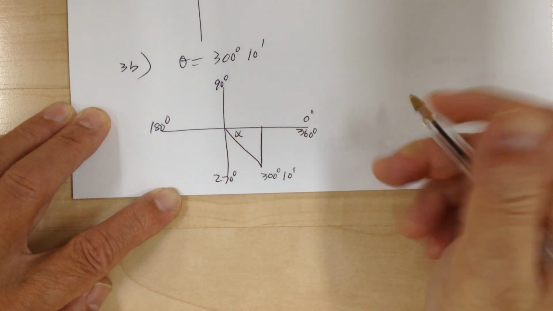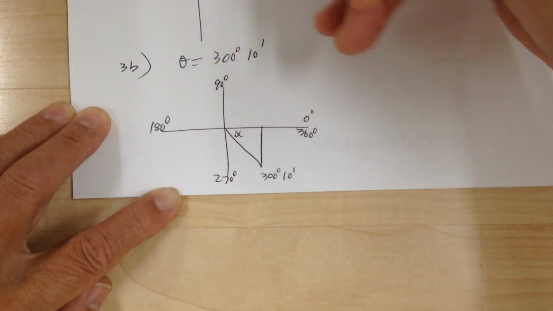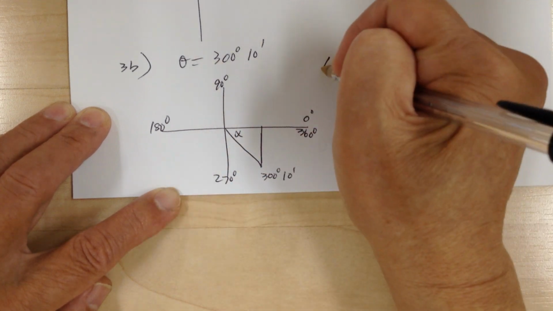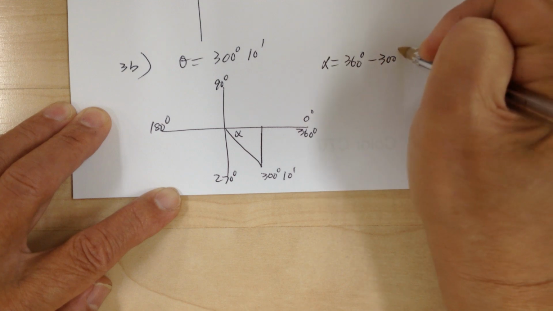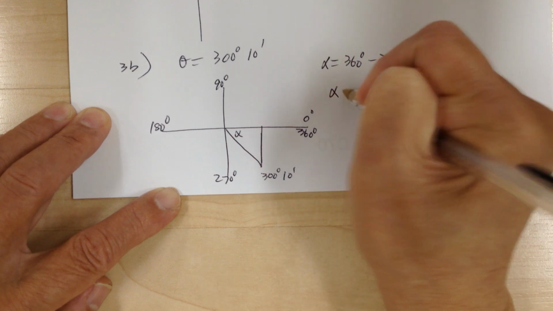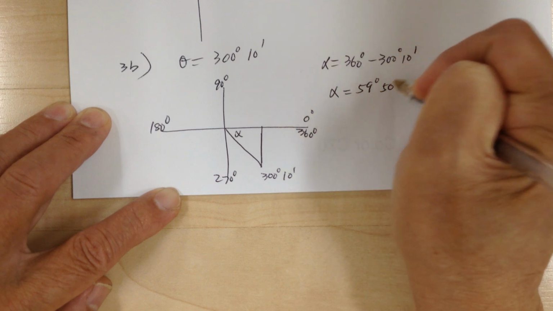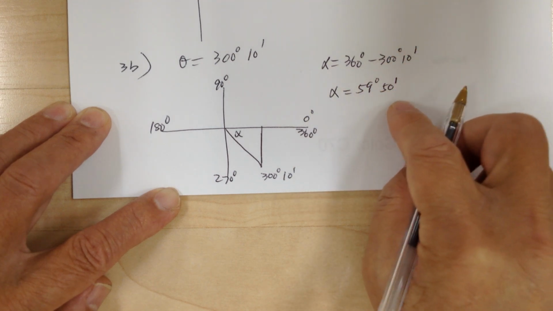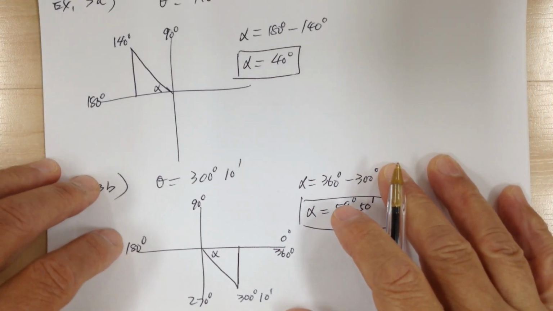Here's your alpha, right? So to find alpha, you have to use big number minus small number, or the end minus the beginning, right? So alpha equal to 360 degrees minus 300 degrees and 10 minutes. Okay, so this is going to give you 59 degrees and 50 minutes. You can use your calculator to do that. Okay, let's go to do C.